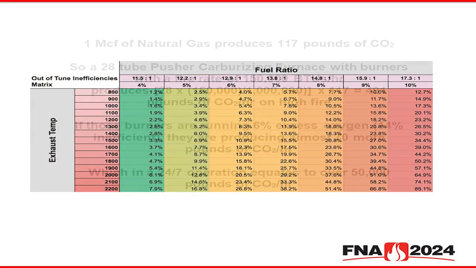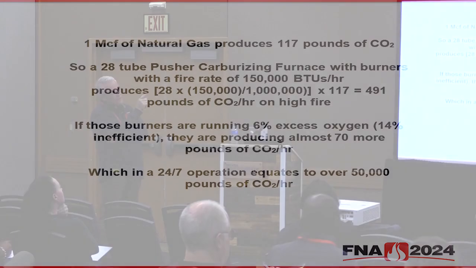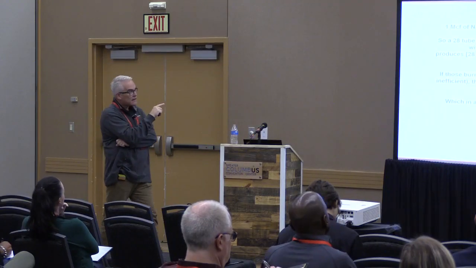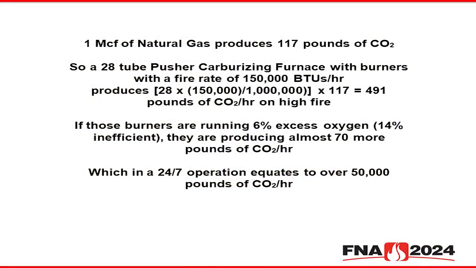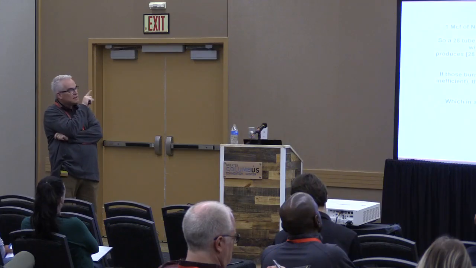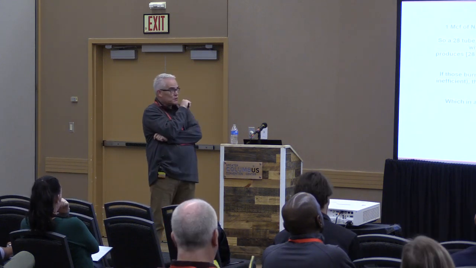But again, there's a huge impact here from just being a little bit out of tune. And so that's the purpose of this. This idea again of CO2: a very typical furnace, a 28 tube pusher carburizing furnace, normal regular burners, 150,000 BTUs per hour. You do a little bit of math. The important part here is that 1 MCF of natural gas produces, I've seen numbers as high as 122, 125 pounds. We'll stay conservative, 117 pounds of CO2 for every MCF. Do a little math. If the furnace is running exactly the way it's supposed to, you're still forming almost 500 pounds of CO2 per hour.